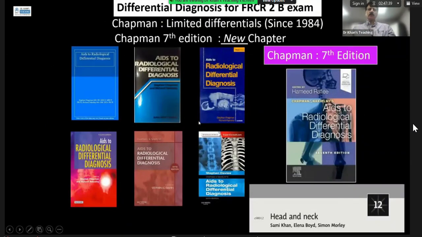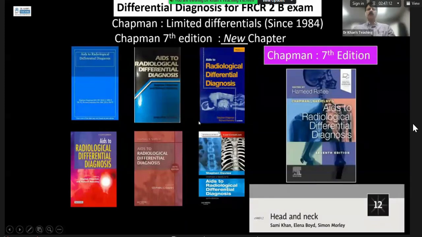Now, again, for those of you who are new members, radiologists by definition, as a specialty, we are and we should be very good in differential diagnosis. And this is what radiology is about. You pick up a finding, correlate with the clinical, give a differential. This is what radiology is about.